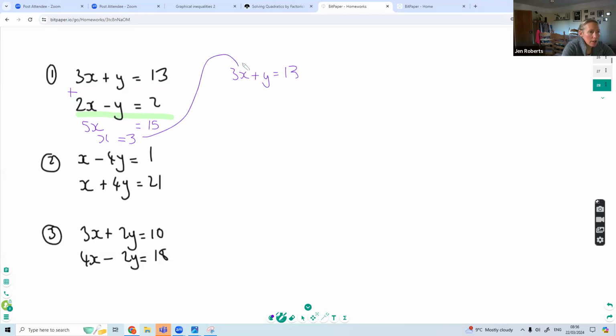Sub that into there. 3 times 3, 9. Take 9 off both sides. Y is 4. X is 3. Y is 4.